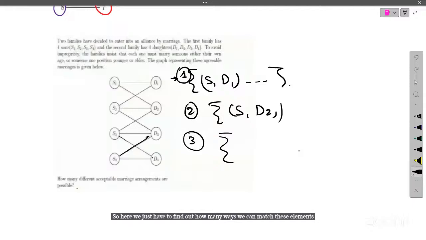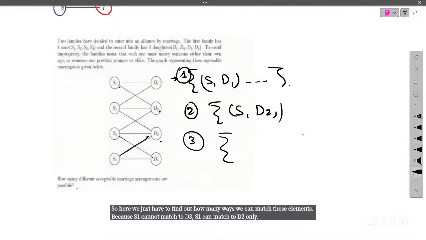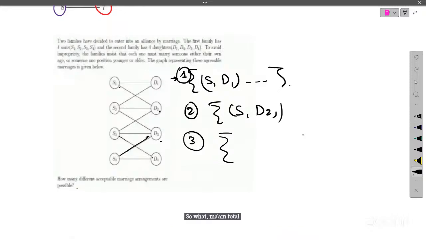Yeah, because S1 cannot match to D3, S1 can match to D2 only. So what, ma'am? Total 5 arrangements. This question, 5 arrangements will be there.